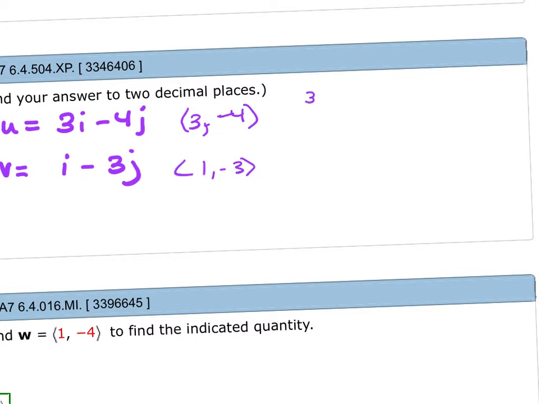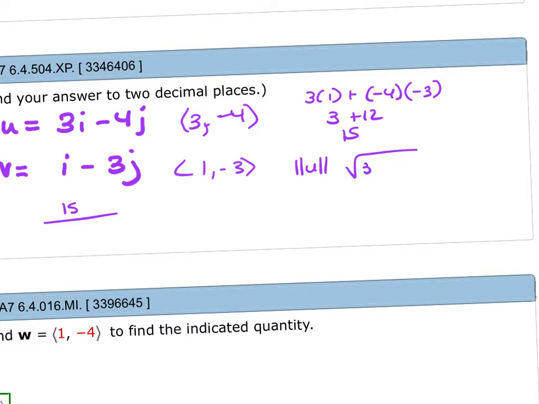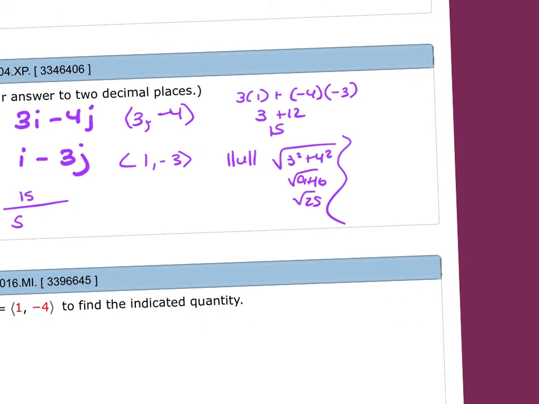So the dot product would be 3 times 1 plus negative 4 times negative 3. 3 plus 12, which is 15. That's going to be your numerator. And then the magnitude of U would be the square root of 3 squared plus 4 squared. This is a triple, but it'd be 9, 16, 25, which is 5. And then the magnitude of V, square root of 1 squared plus negative 3 squared, 1 plus 9, square root 10.